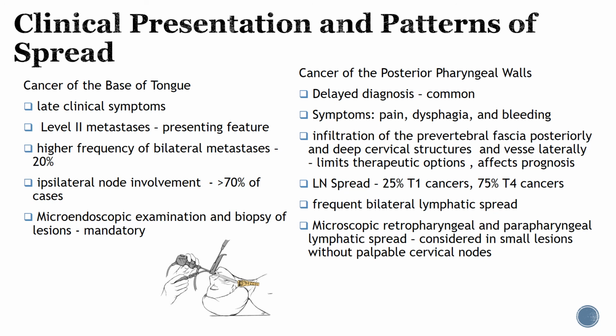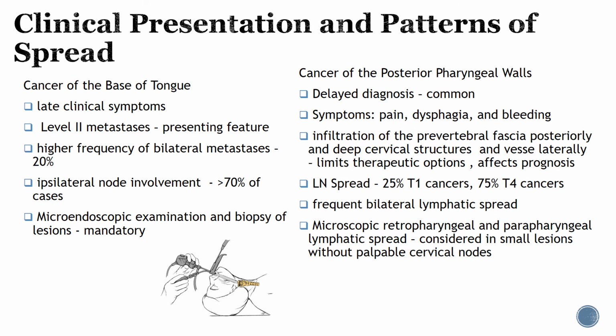The cancer of the base of the tongue has a higher frequency of bilateral metastasis, up to 20%, mainly because of the proximity to the midline, and it has a rich lymphatic drainage. Ipsilateral node involvement is detected in more than 70% of cases. The tumors of the posterior pharyngeal walls. Delayed diagnosis is also common in these tumors. The symptoms can be pain, dysphagia, and bleeding. Infiltration of the prevertebral fascia posteriorly and deep cervical structures and vessels laterally limits therapeutic options and negatively affects the prognosis.